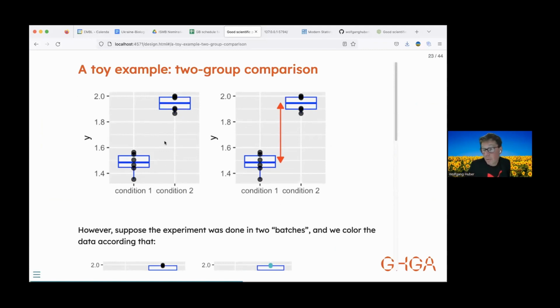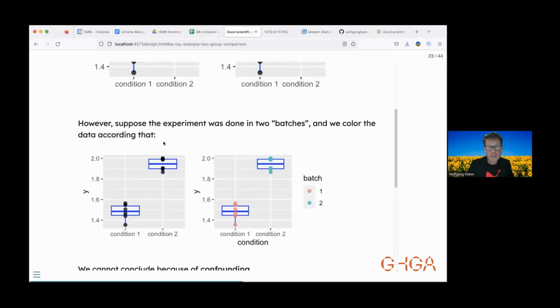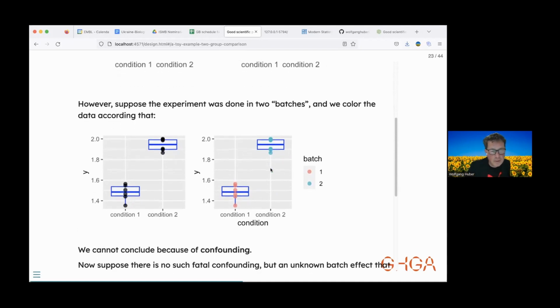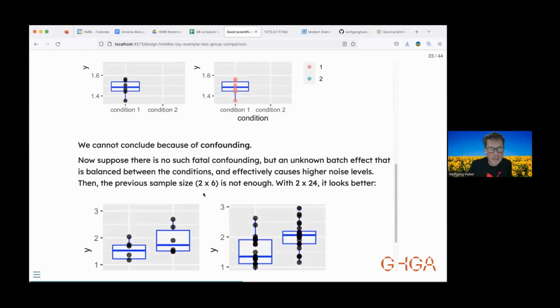But now suppose the experiment was done in 2 batches, for instance using 2 different sets of measurement instruments or sets of reagents. It may be that those 2 batches are completely confounded with the condition. Then we would not be able to conclude anything, because the confounding factor, something that we should normalize for, is completely masking our experimental effect. So that's one example of a bad experimental design.